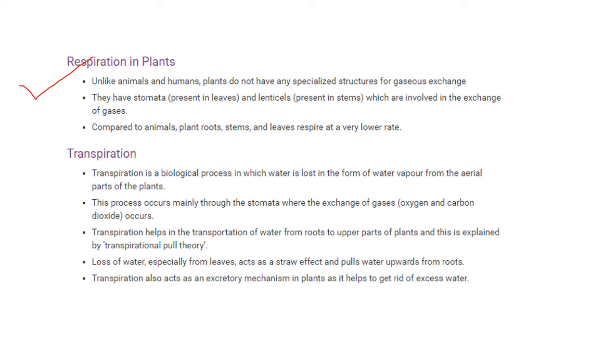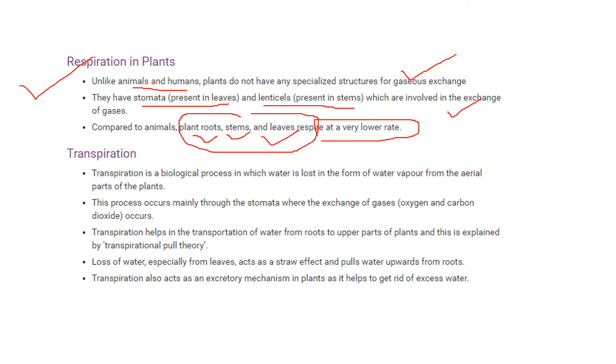So let's see about respiration in plants. Unlike animals and humans, plants do not have any specialized structure for gaseous exchange. So they have stomata present on the leaves and lenticels present in the stems, which are involved in the exchange of gases. You have studied about stomata. Here lenticels are also involved, which are present in the stem for the exchange of gases. And even the plant roots, stems and leaves respire at a very low rate. Apart from the stomata and the lenticels, other parts also respire, but at a very low rate.